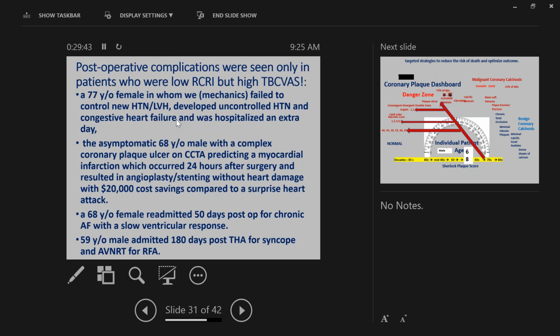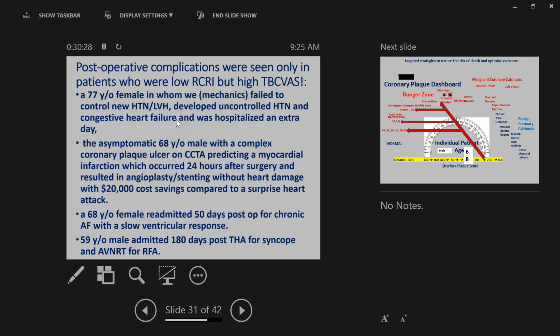And so postoperative complications were seen in this little group of patients who basically all of them were low RCRI, but high Tampa Bay Cardiovascular anatomy scores. And so we didn't miss a single one with our score. But obviously they weren't sick enough to have their surgery canceled. So here's a 77-year-old lady that it was a mechanics failure. We failed to treat her hypertension that we newly discovered, and she got uncontrolled hypertension after the surgery and had congestive heart failure and was hospitalized an extra day. Once her pressure got down, her congestive heart failure went away and she was fine.